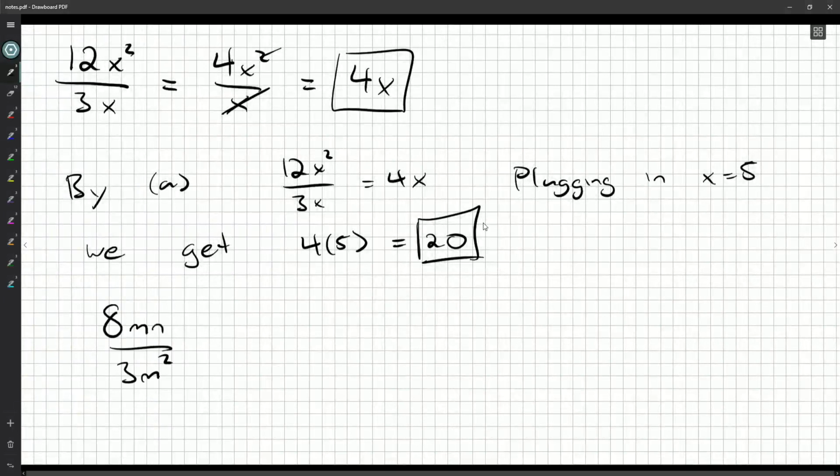Okay. Now, I notice I've got an n. I know a little something about n. It's equal to 2 times m. So bringing the 2 and the 8 together, we get 16. Bringing the 2 m's together, we get m squared.